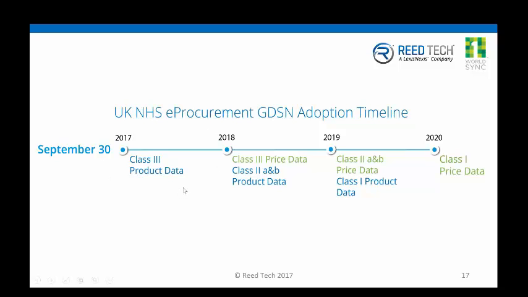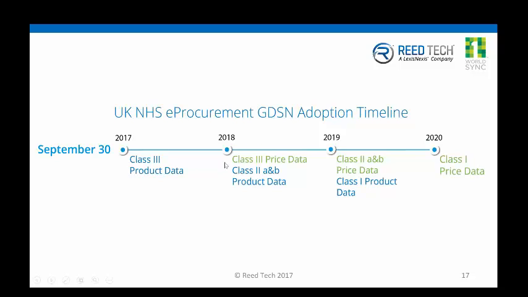It's divvied up by device class, and in addition to that, by the type of data you're sharing and providing. There are two types of data sets they ultimately would like in GDSN, the product data and then pricing data. So September 30th of this year, all the Class 3 product data needs to be available within the GDSN data pool for the NHS to retrieve.